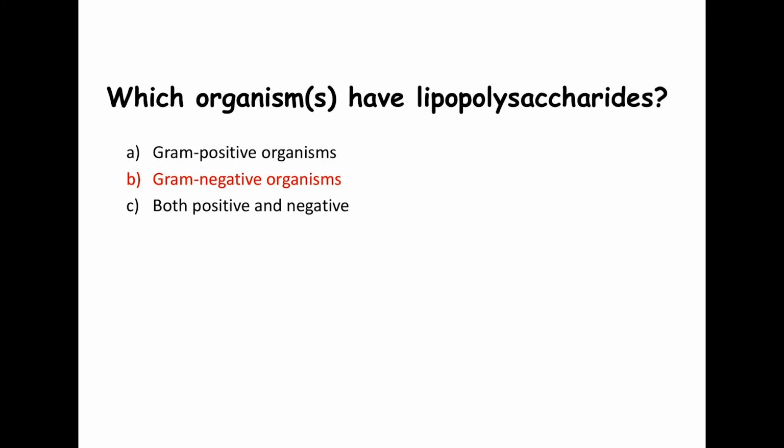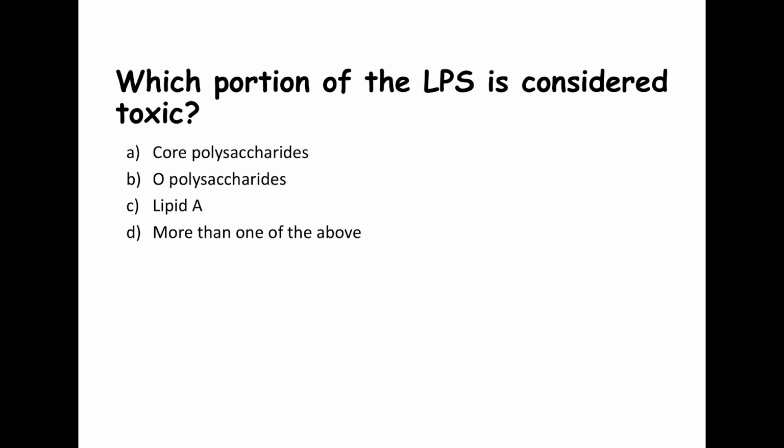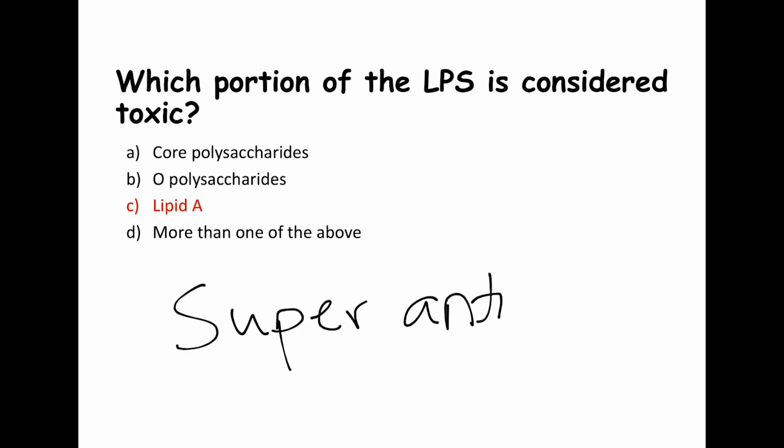Next question. Which portion of the LPS is considered toxic? So remember, the LPS has three structures: lipid A, O polysaccharides, core polysaccharides. Now, which portion is toxic that can lead to shock? Let's see if you remember. That is lipid A. Remember, lipid A is a super antigen. So what it will do is elicit a very strong inflammatory response if it has access to the immune system, and that can actually be the demise of the host, okay?